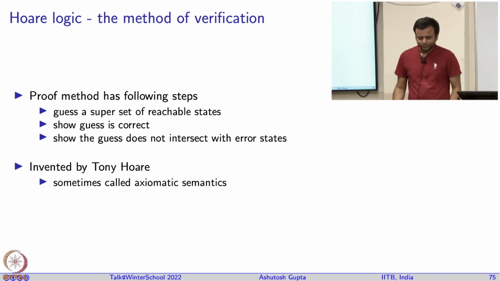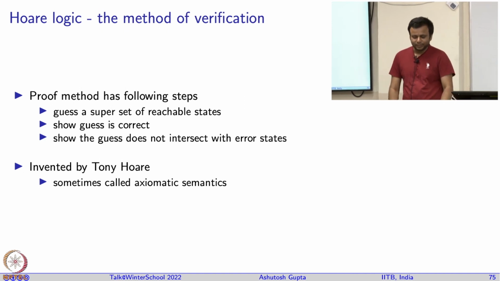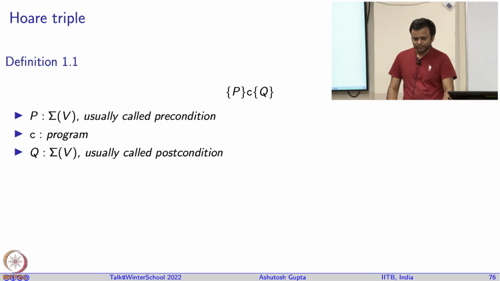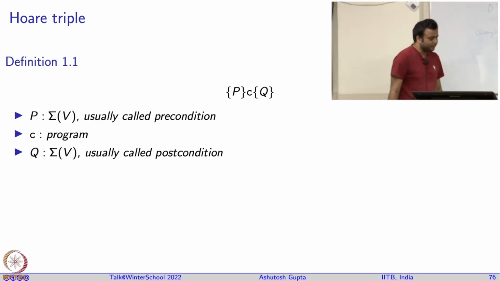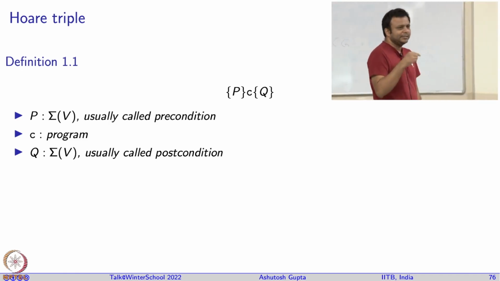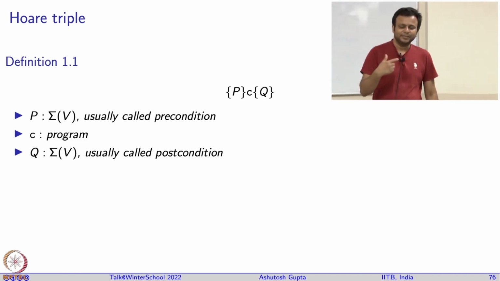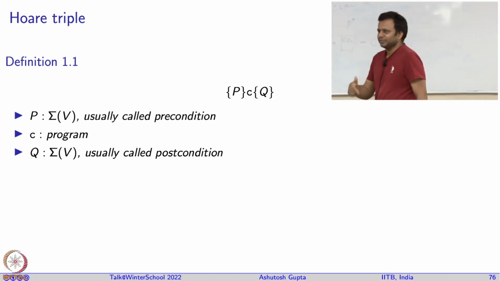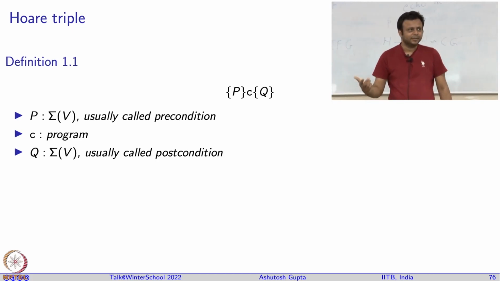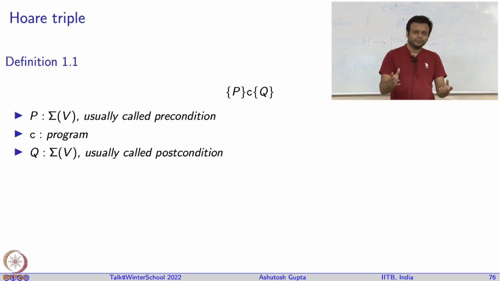Invented by Tony Hoare, sometimes called axiomatic semantics, but it's often called Hoare logic. Hoare logic works by these triples P, C, Q. P is the set of states from which program C starts, C is the program, and Q is where it ends. This is called a Hoare triple.